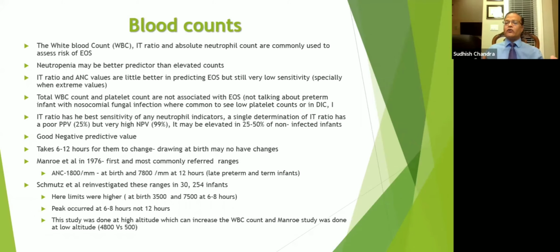But again, for argument's sake, we can always argue. I think even the 1976 ranges are still good for us to follow. And those range changes were essentially only for A and C. The IT ratio and total band count or absolute band count numbers were not very different.